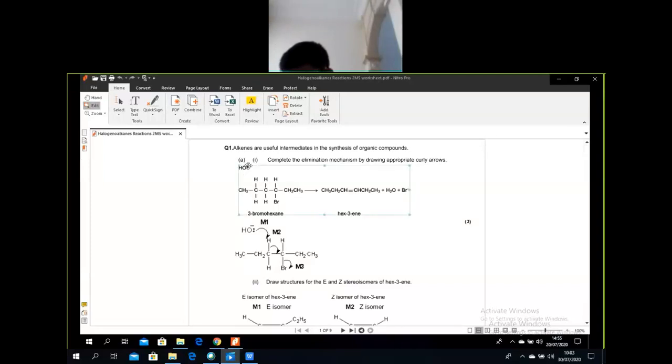There is a lone pair on the O, and the lone pair here will attract the hydrogen. The electron of the hydrogen will be taken by the middle carbon. That makes the carbon become a carbocation. And the electron from this carbon is also taken by the bromine. That makes two carbocations in the intermediate.